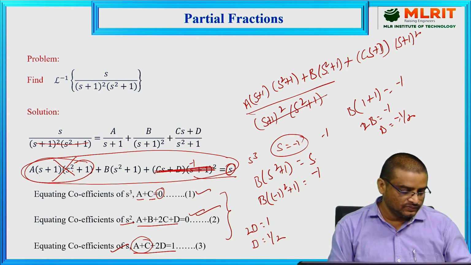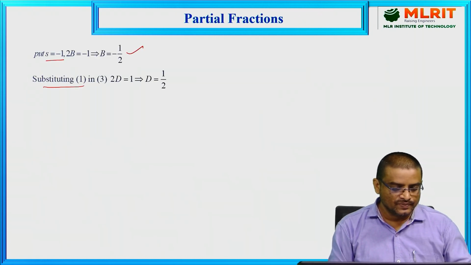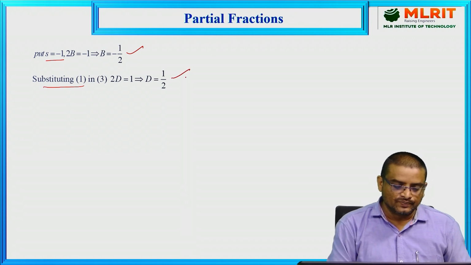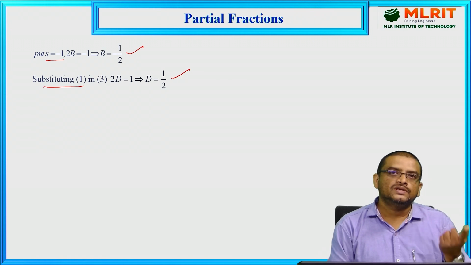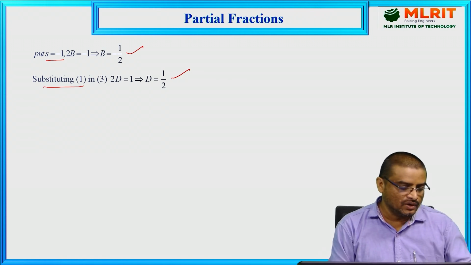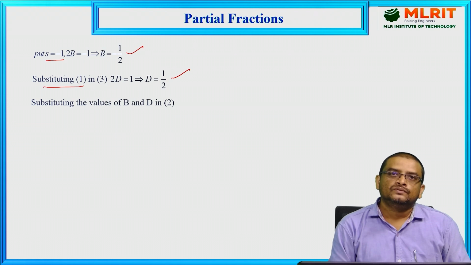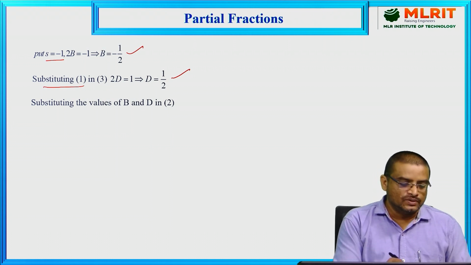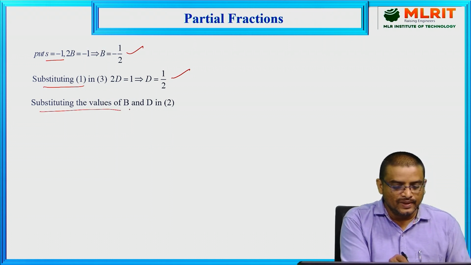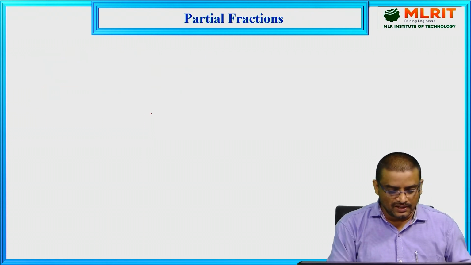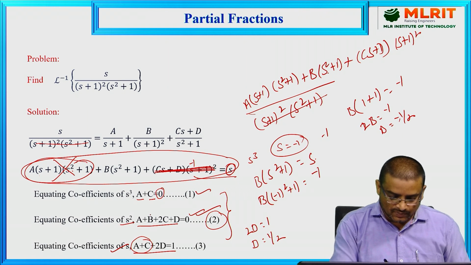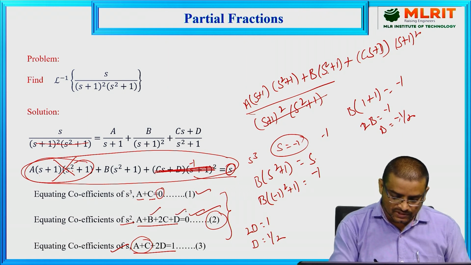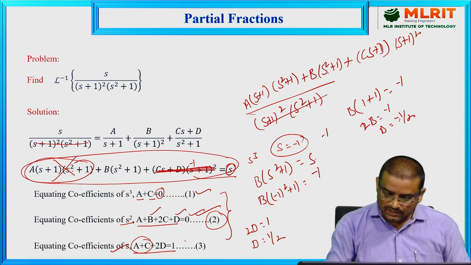Now we got the d value also by substituting, so d is equal to 1 by 2. Now we got the b value and d value. Now our task is finding the a and c values, the remaining two alphabets. Substituting the values of b and d in equation 2. What are our b and d? In place of b substitute this, in place of d substitute this. So finally you will get a plus 2c is equal to 0.